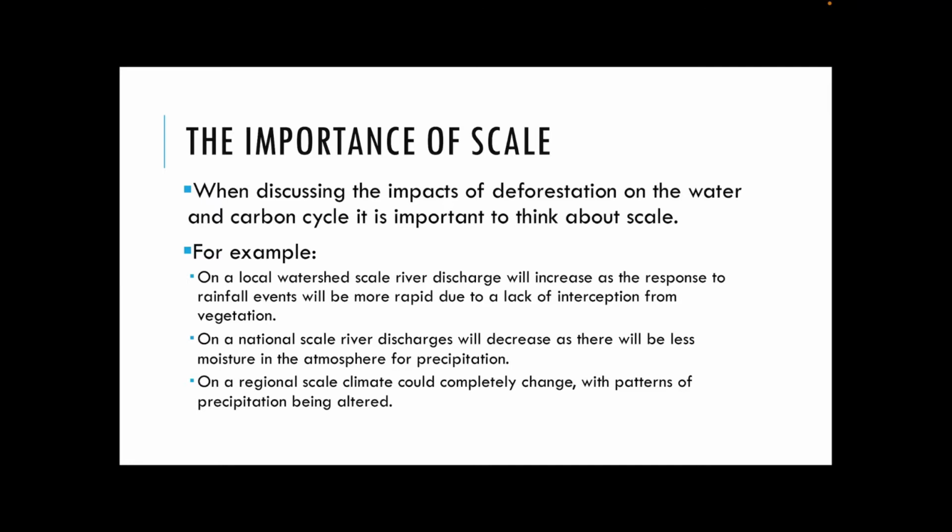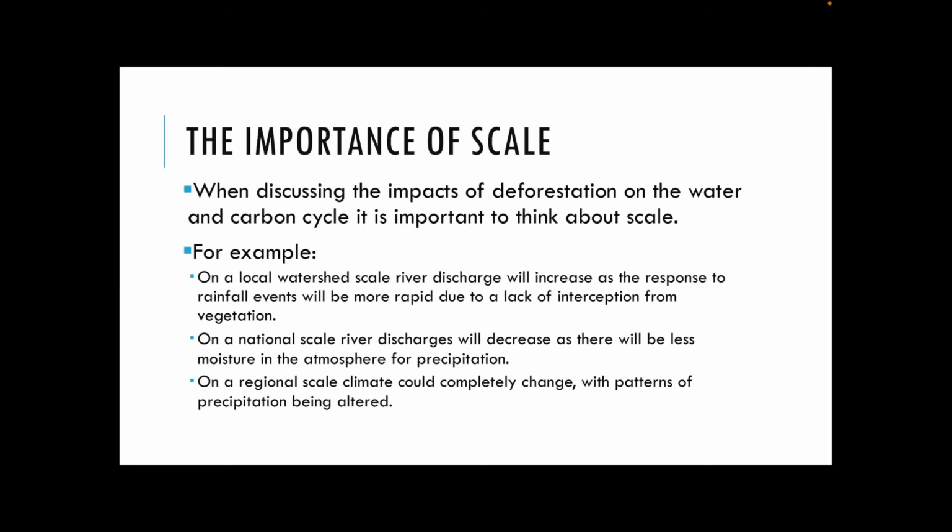On a national scale, river discharges are likely to decrease overall, as there will probably be less moisture in the atmosphere because you won't have the trees recycling the water and transpiring to release water into the atmosphere, so chances are there will probably be less rainfall in the longer term.